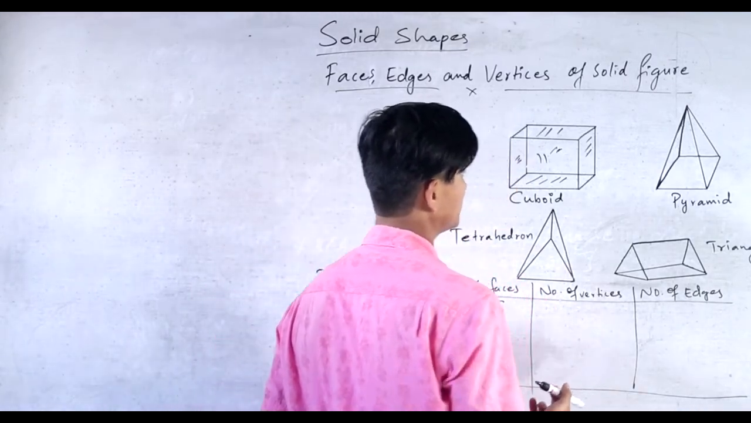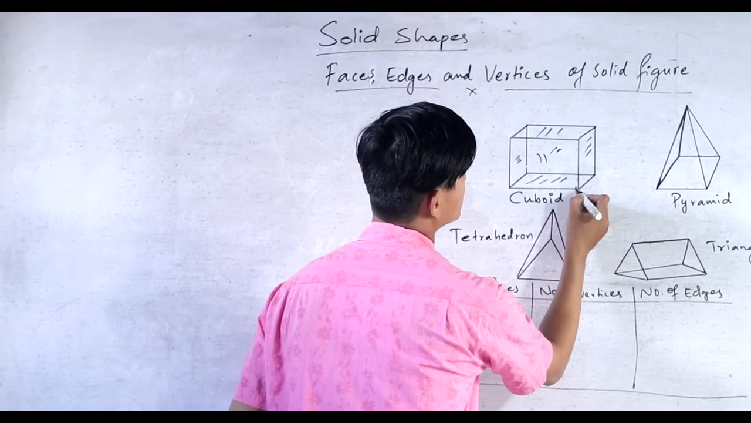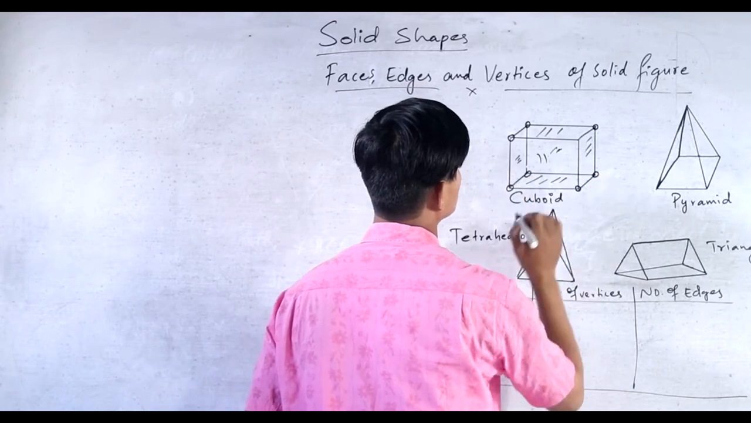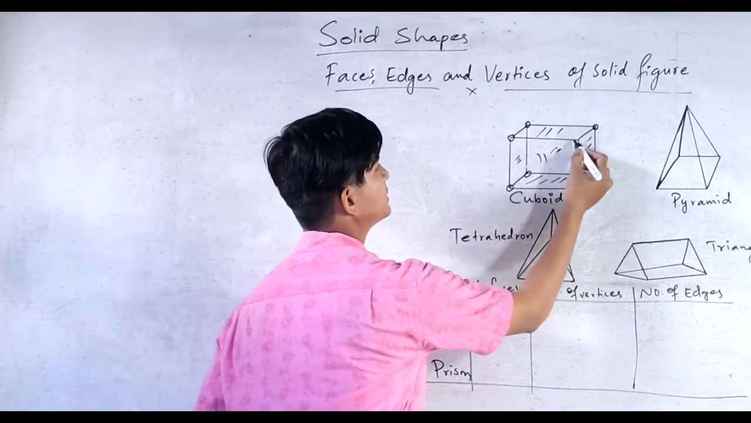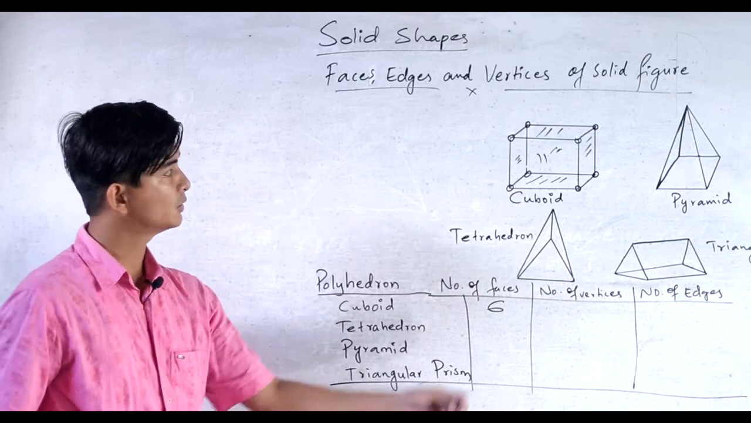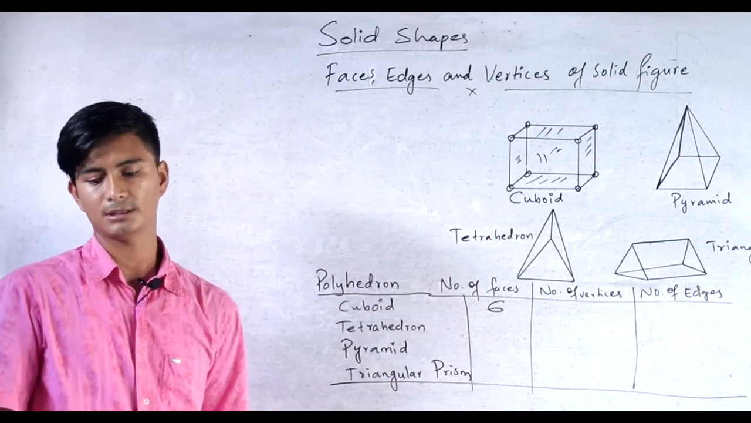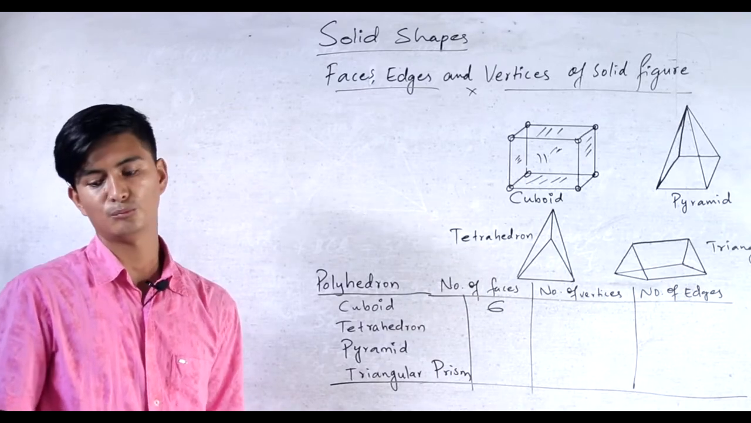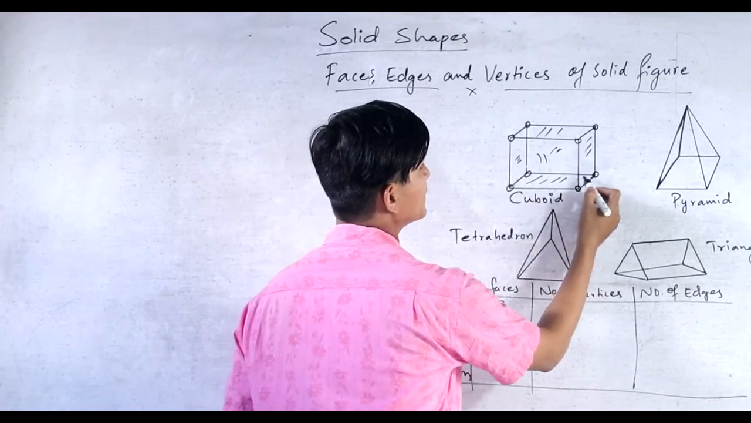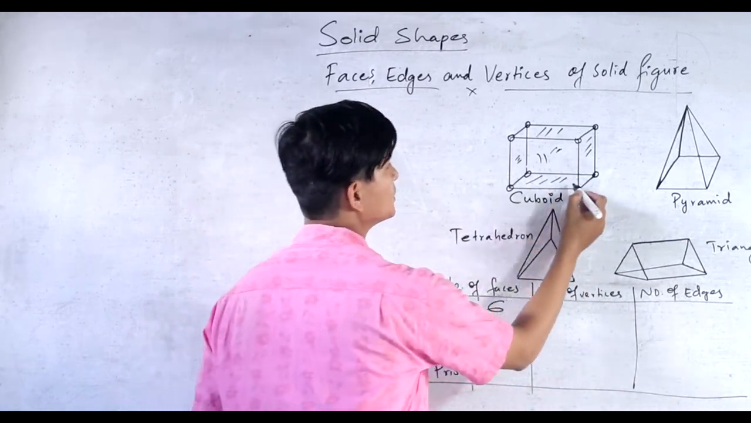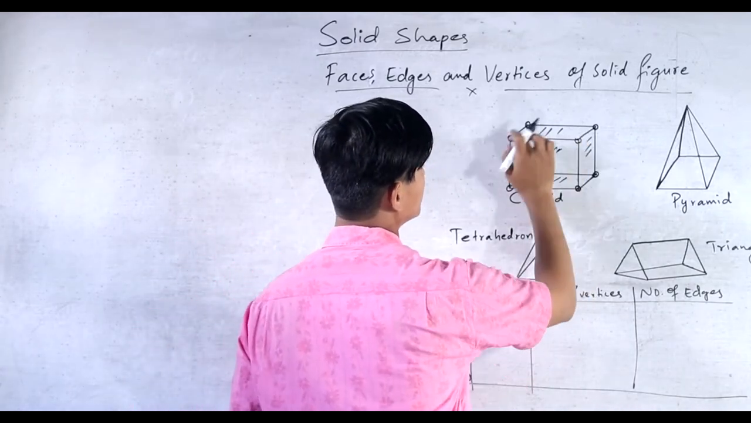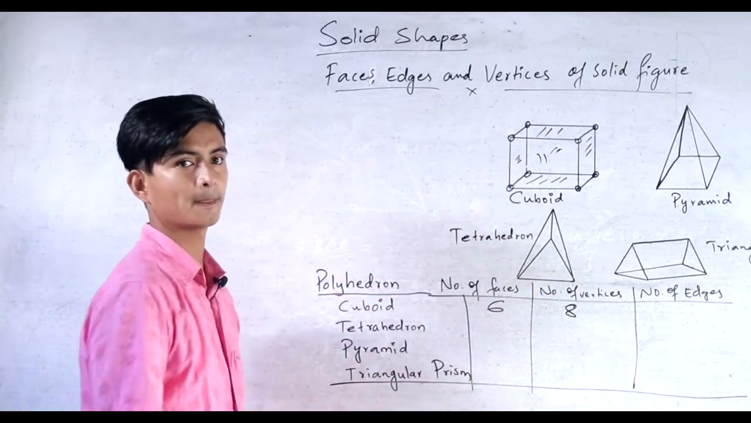Now, the number of vertices. As you know, these are the vertices of the cuboid. Just count how many vertices there are. Vertices are the corners. A vertex is made where 3 or more edges meet, a corner point created at the joining point. You can count here: 8 vertices in the cuboid.